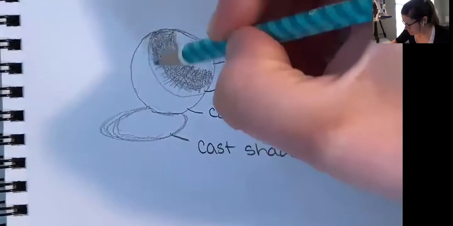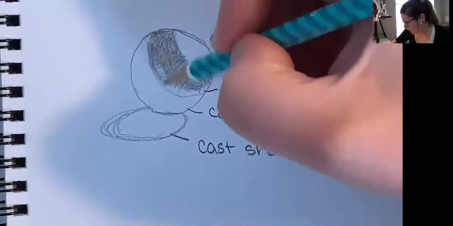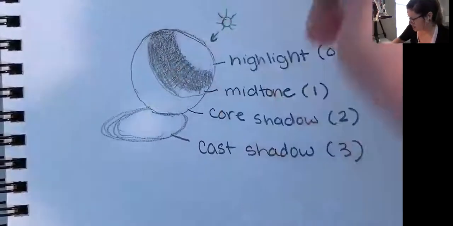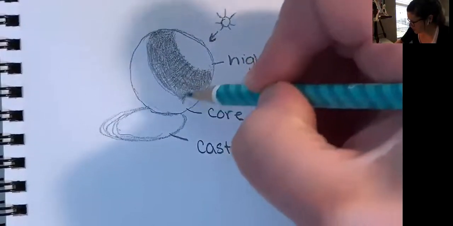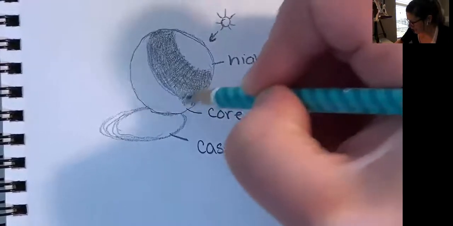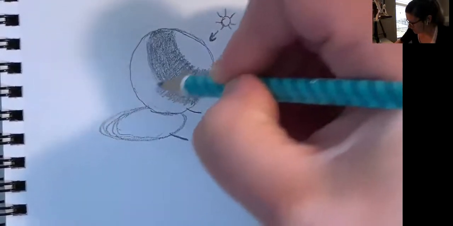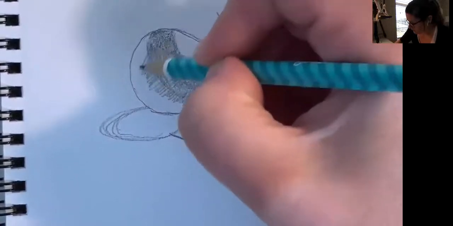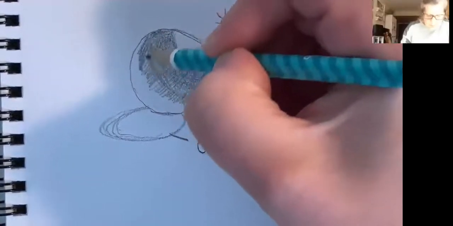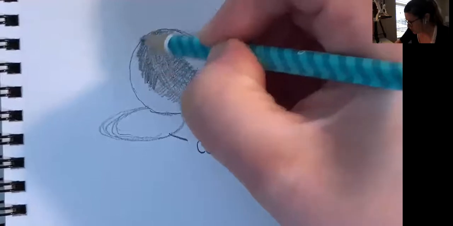But let's go ahead and finish this out and we'll look at some of the transition as well. So what you'll start doing is you'll start bringing down that initial mid-tone. But then you can start increasing the pressure of your pencil.